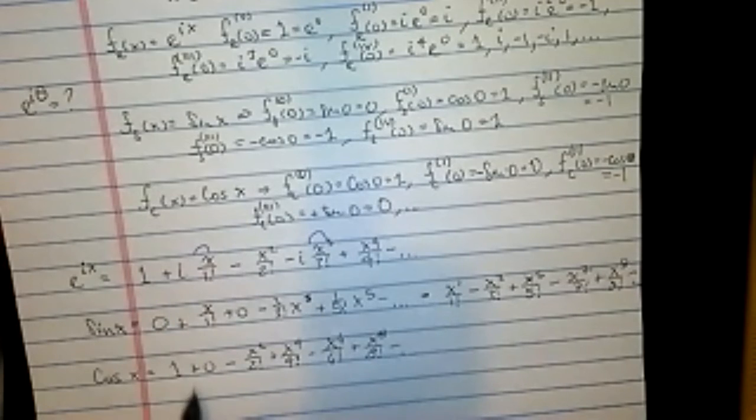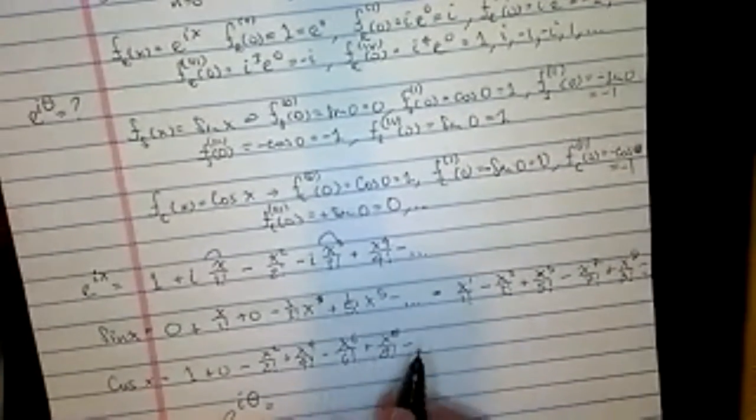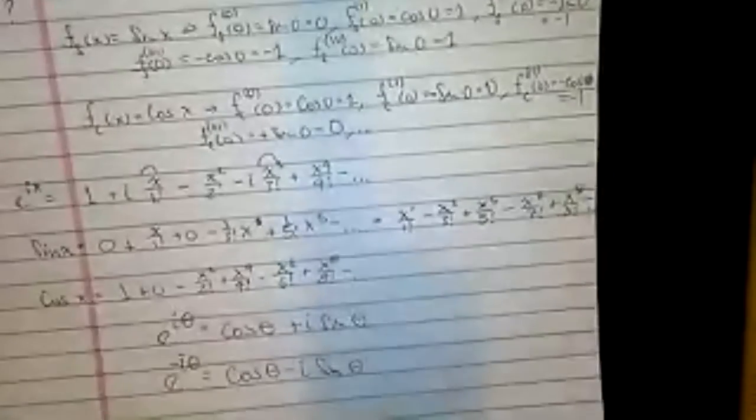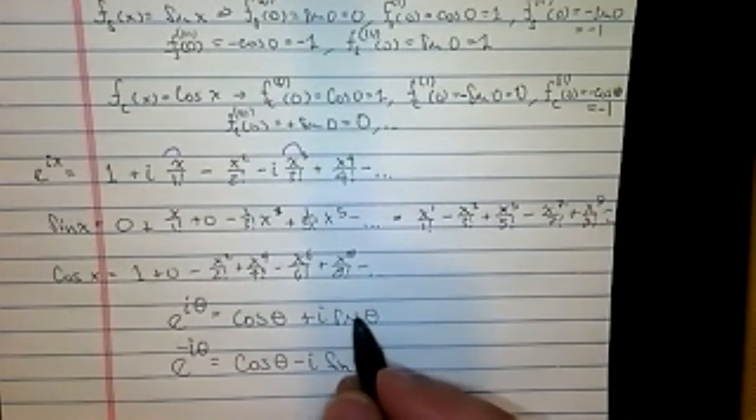So if you look at this, this, and this, you can ultimately see that e to the i theta is actually equal to cosine theta plus i times the sine of theta. And in fact, if you want to go further, you can say that e to the negative i theta is equal to cosine theta minus i sine theta. Now, this is the real part of e to the i theta. This is the imaginary part. This is the real part. This is the imaginary part.